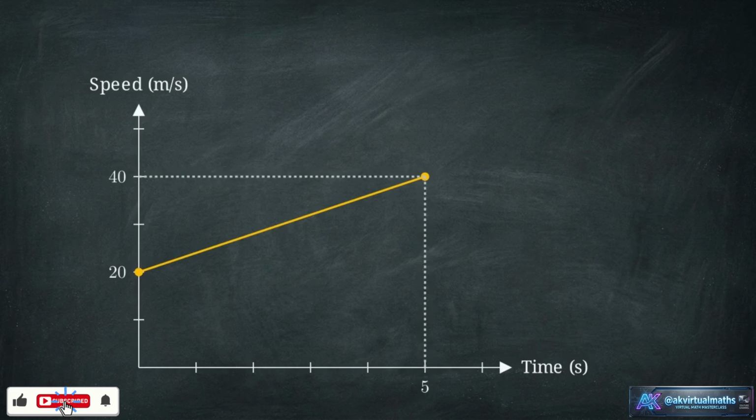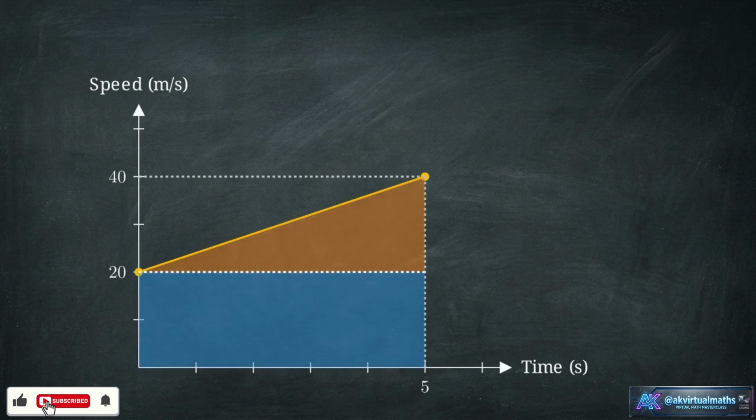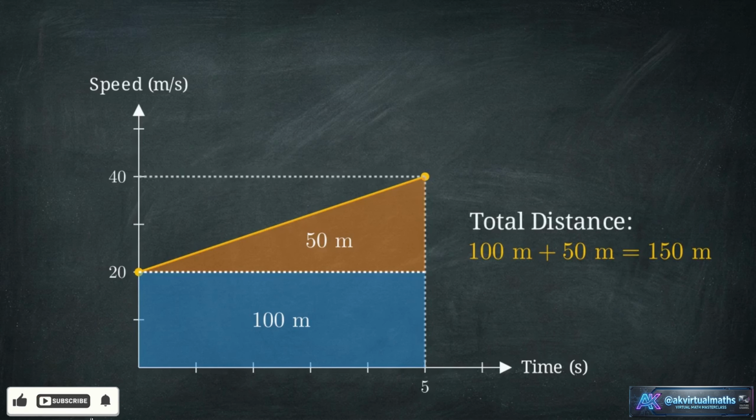We can solve for the distance by splitting the area into two simpler shapes, a rectangle at the bottom and a triangle on top. Note that the height of the triangle is only the change in speed. Since it started at 20 and ended at 40, the triangle's height is 20 meters per second. The rectangle's area is 100, and the triangle's area is 50. Adding them together gives us a total distance of 150 meters.